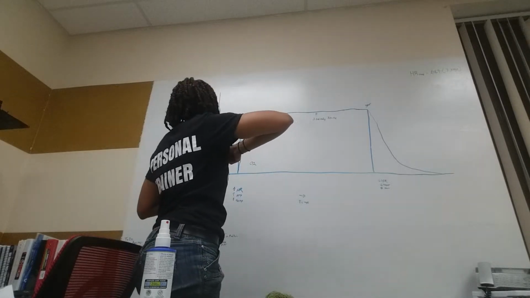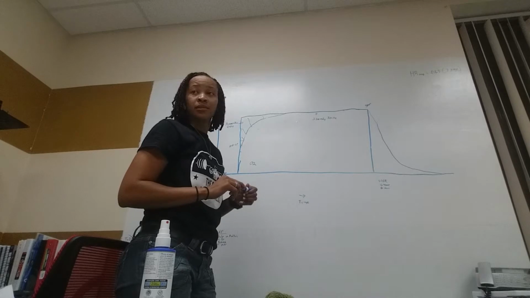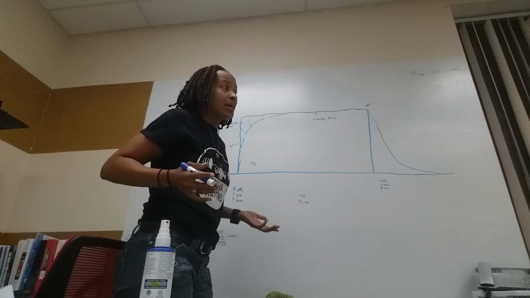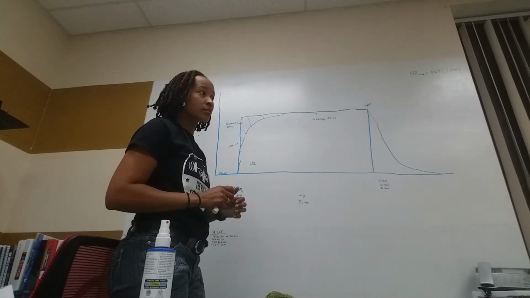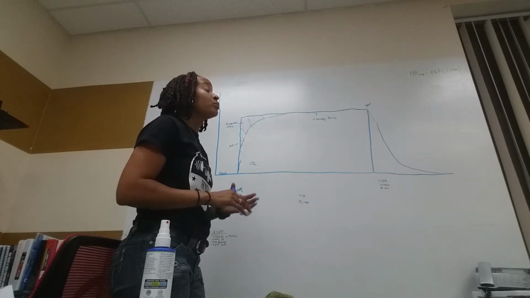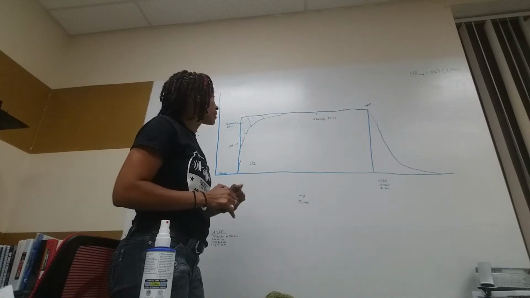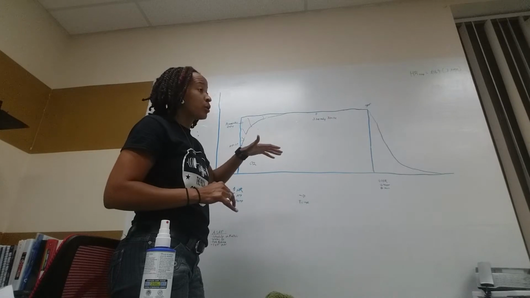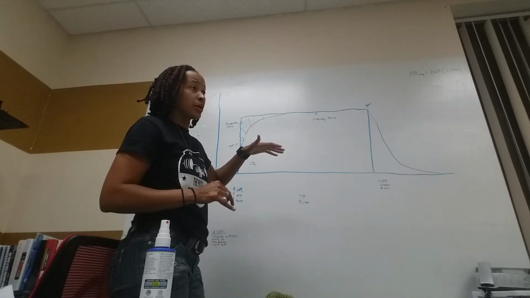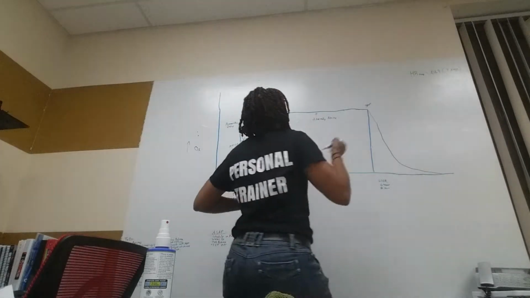But what happens is that you don't reach a steady state because you can't maintain it, because you're only using this ATP-CP system. So when you can't maintain a steady state, that becomes your threshold. That becomes your anaerobic threshold. So here is AT.